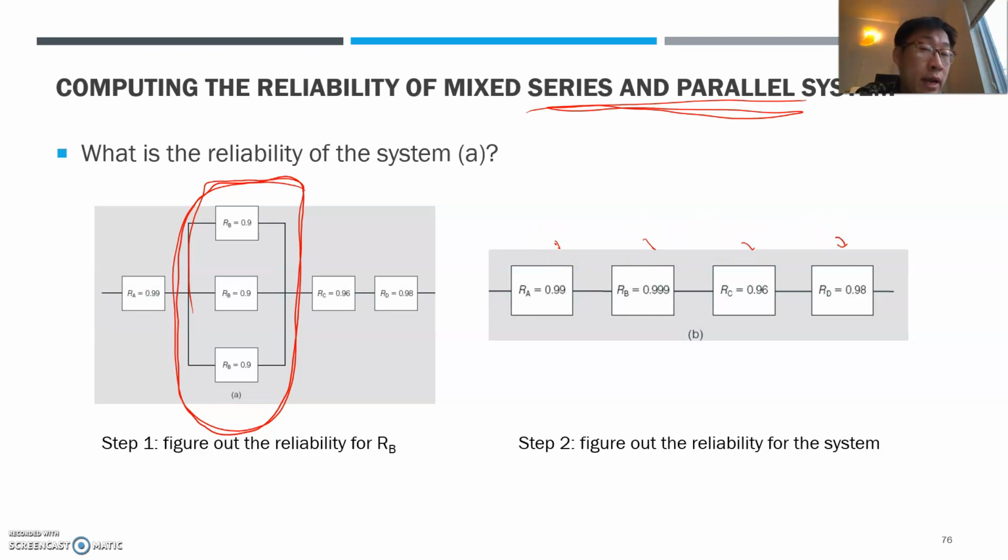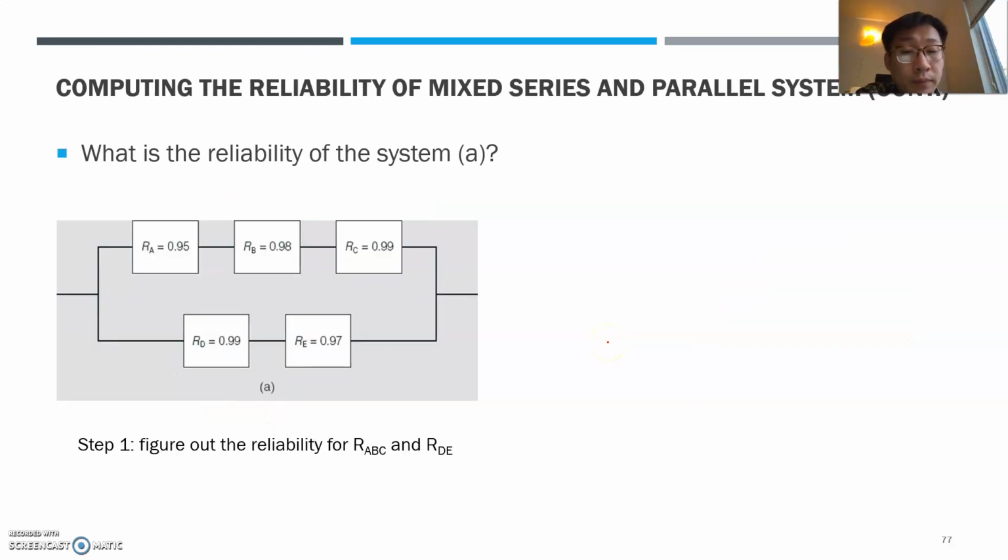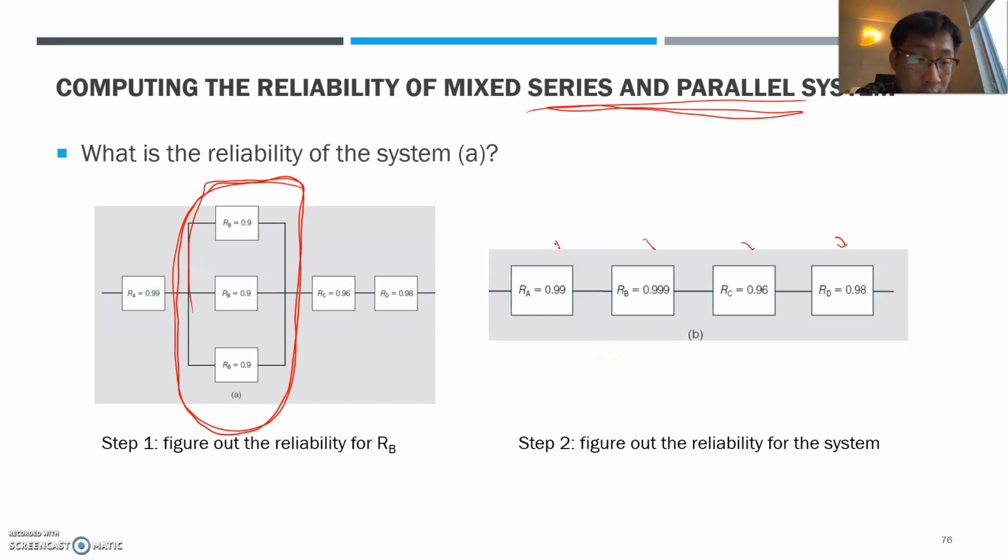If you still remember exercise number 1, it is nothing but the multiplication of all of them. I'm not doing anything here because this is so simple. If you are wondering what's the overall probability, just multiply these numbers: 0.99, multiply 0.999, multiply 0.96, multiply 0.98. That will give you the reliability of this part.